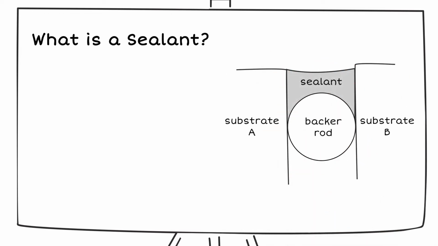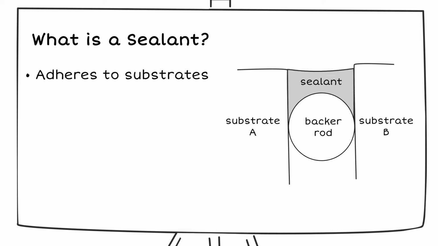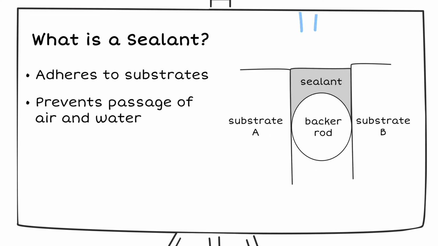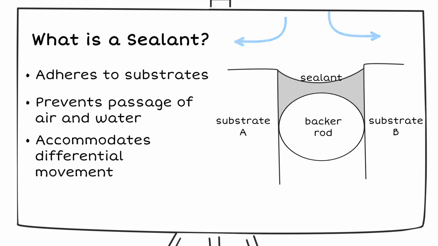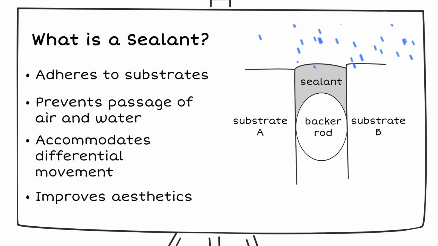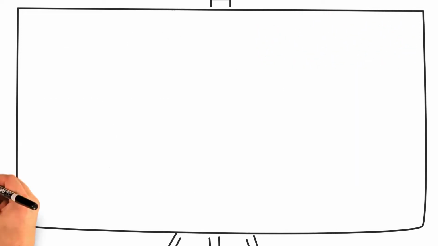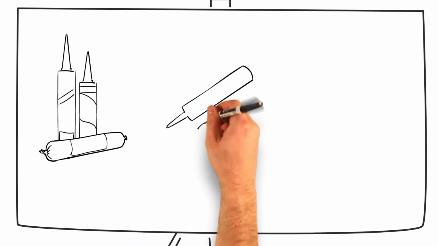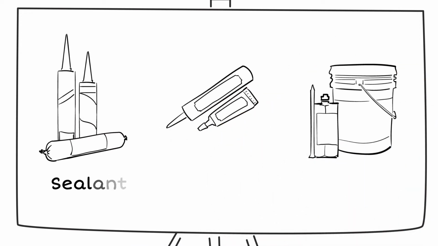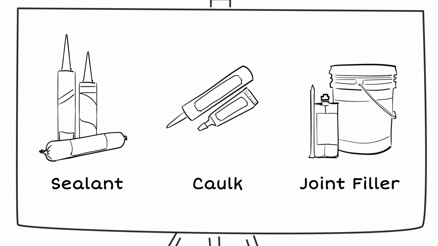Sealants used in building and construction are designed to adhere to adjacent substrates and prevent the passage of air and water by accommodating differential movement. They also improve aesthetics. Before delving into specific chemistries, it is important to distinguish sealants used in building and construction from other types of sealing material. The term sealant is sometimes used interchangeably with caulk and joint filler, but these technologies are not equivalent.